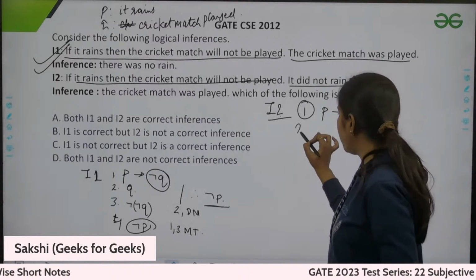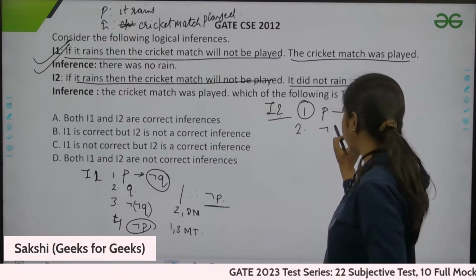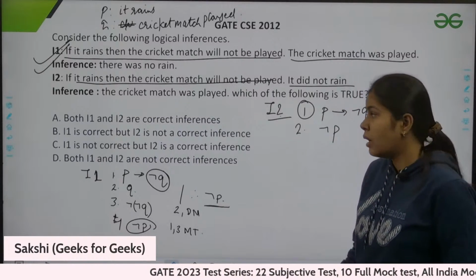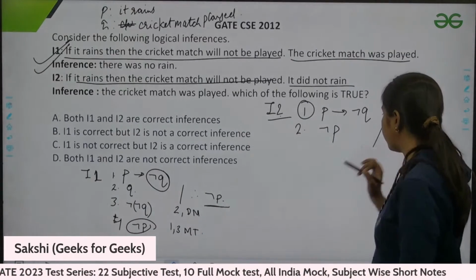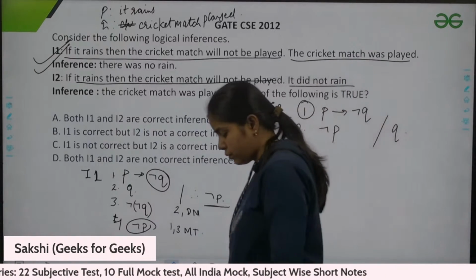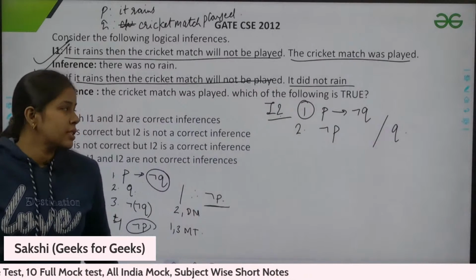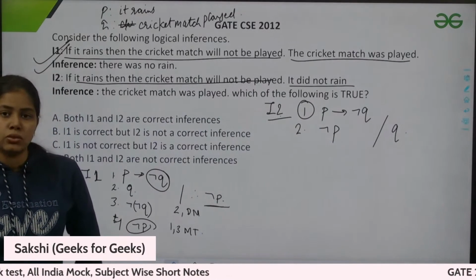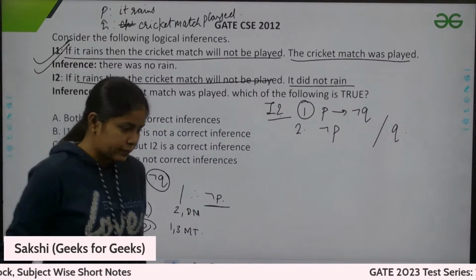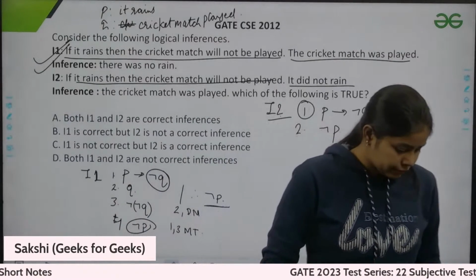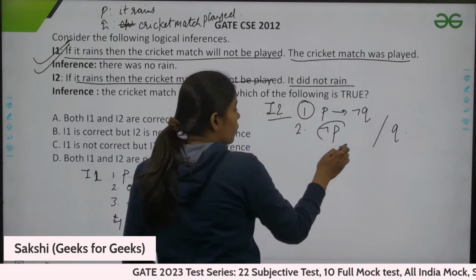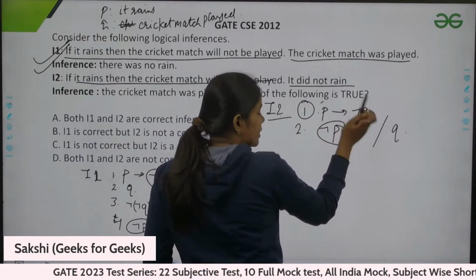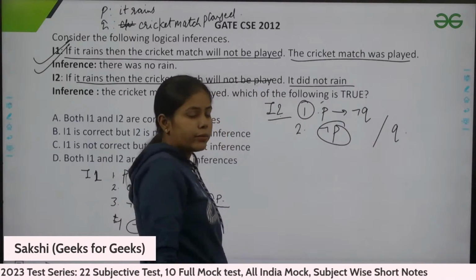Second premise will be it did not rain. That means negation of P. And they have concluded that cricket match was played. That means Q. Would that be true? Can I conclude this Q from these two given premises? No, we can't conclude that, because we don't have any law which says that negation of P implies negation of negation Q, and that would give me Q.